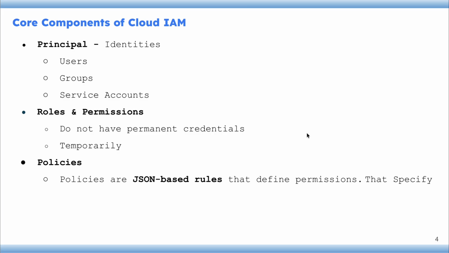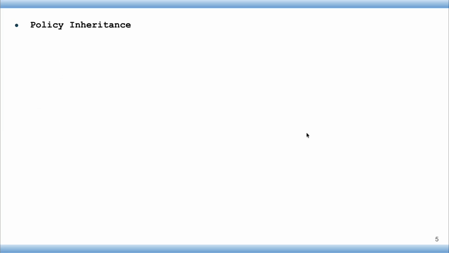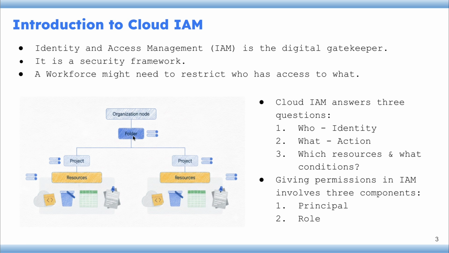So this specifies what is the action, on which resource and on what conditions. And moving on to the next one, we have policy inheritance. In order to understand this, we have to recollect the resource hierarchy. So the Google Cloud resource hierarchy has the following structure.